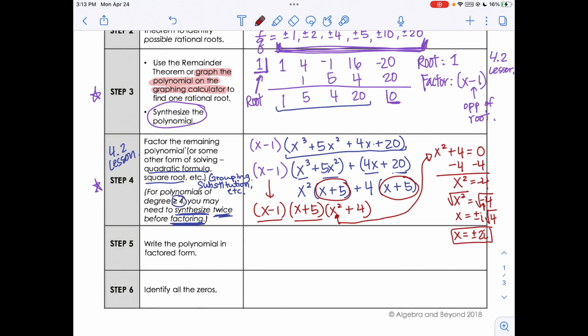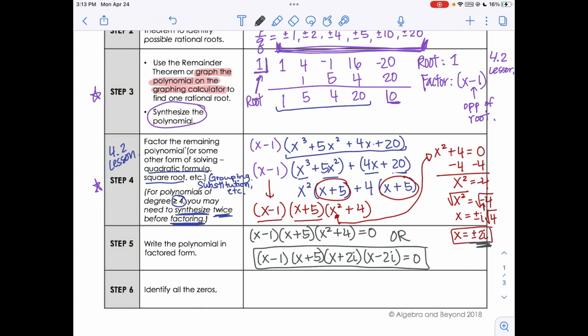So if we were to write the polynomial in factored form, you can have it one of two ways. You can write it as x minus 1 times x plus 5 times x squared plus 4. That's one way to write it, equals to 0. Or you can write x minus 1, x plus 5, and then write this as the part of my factor. So x plus 2i and x minus 2i equals to 0. Either one of these will be acceptable way to show factored form of the polynomial that was given to us.